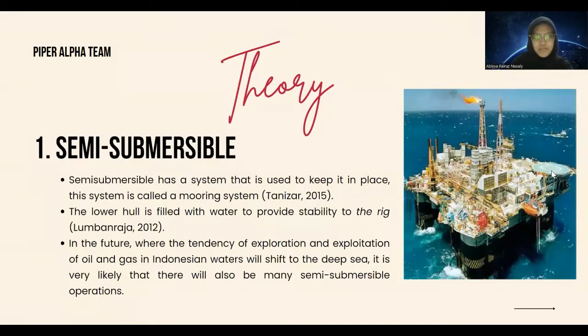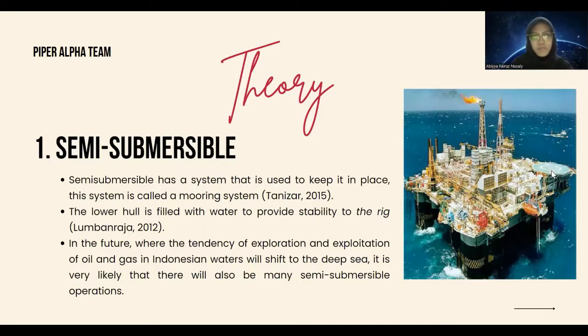Next is about semi-submersible. Semi-submersible is a type of floating structure that consists of a platform or deck and is supported by columns that connect the platform to the displacement hulls. Semi-submersibles are widely used in deep sea areas. This is because of their mobile characteristics and good stability. Semi-submersibles have a system that is used to keep them in place. The system is called the mooring system.